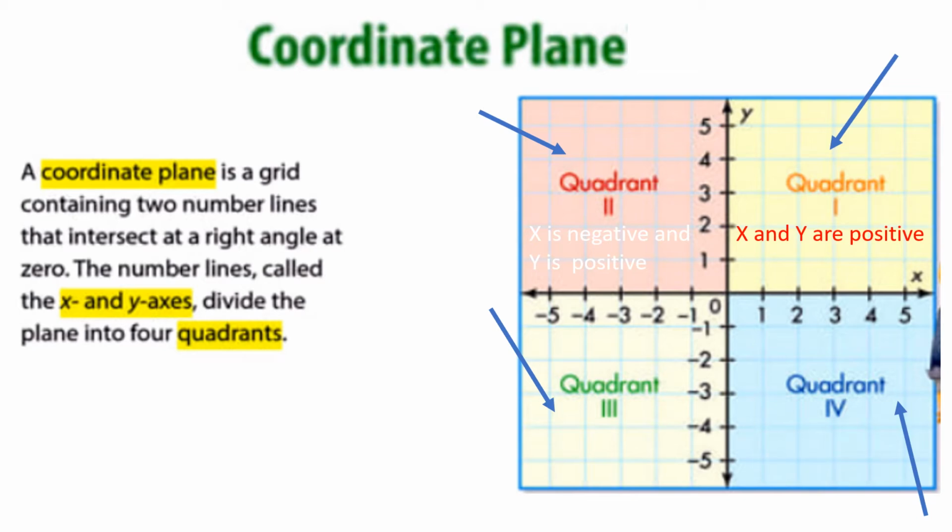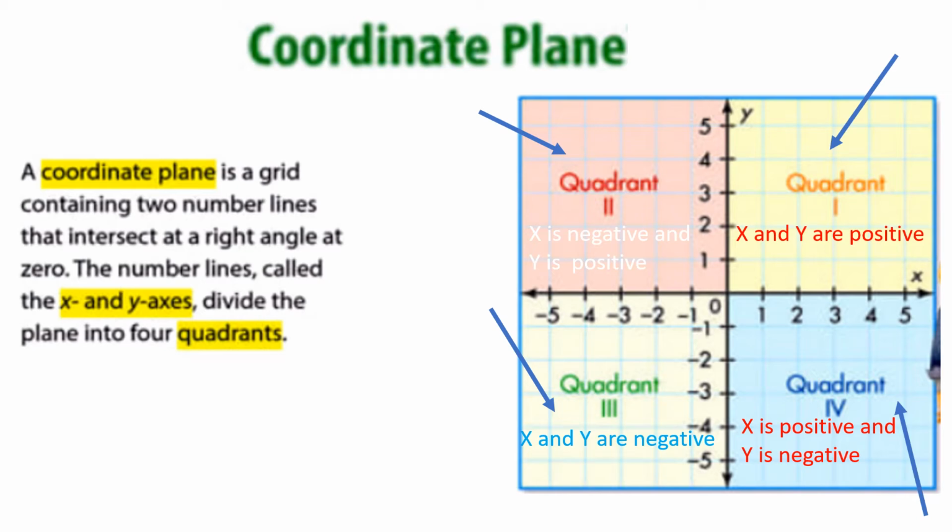In the third quadrant, of course, we have the left part of the x-axis, or the negative part of the x-axis, and the negative part of the y-axis. So x and y will both be negative numbers here. And the fourth quadrant, of course, has only the negative part of the y-axis and the positive part of the x-axis. So x will be positive and y will be negative.